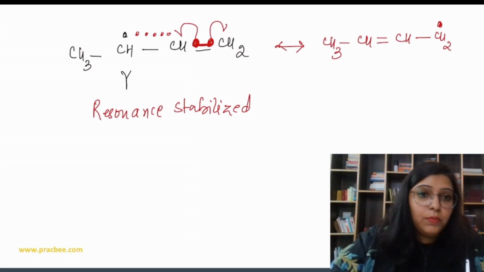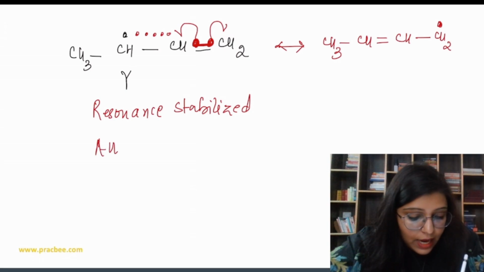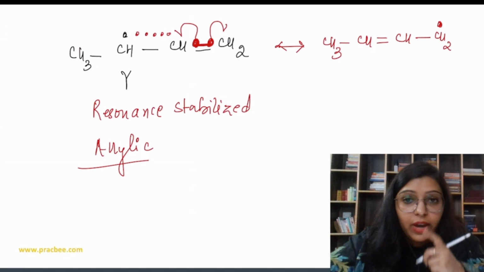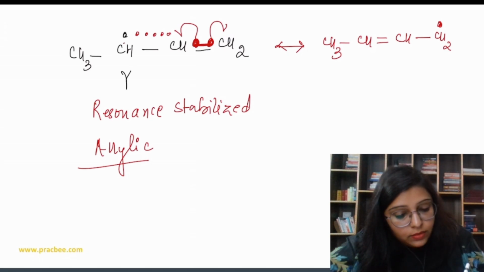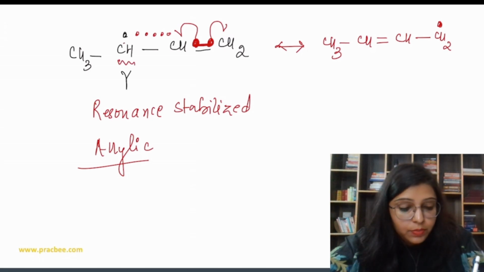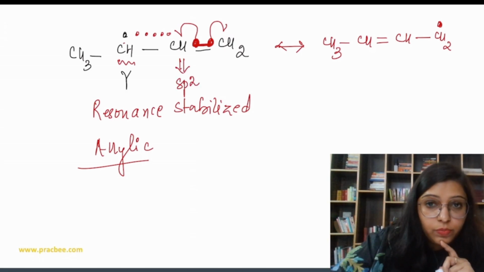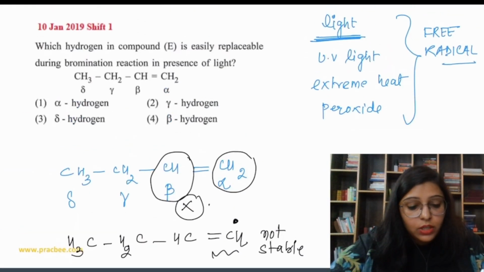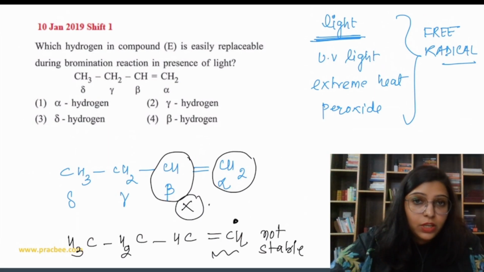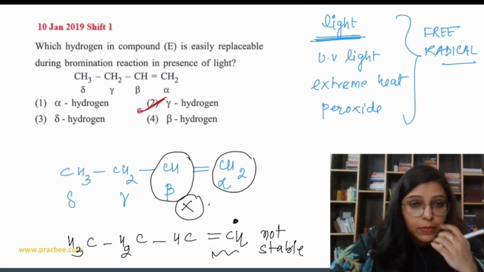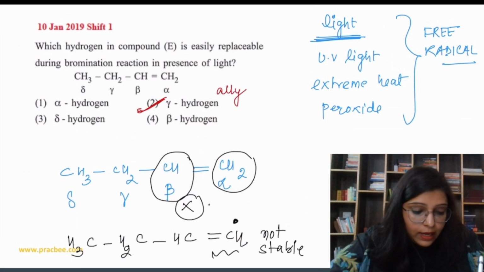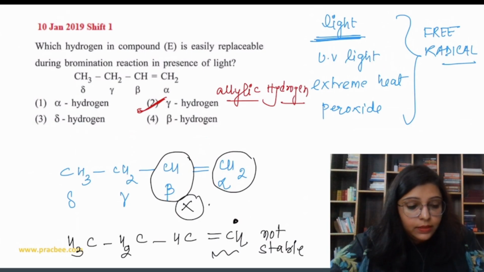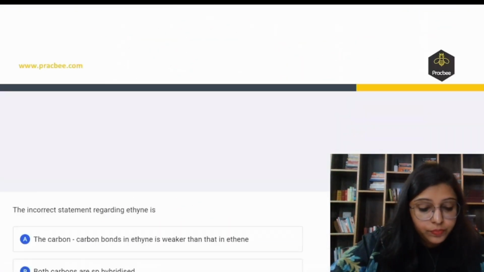So this is resonance stabilized, right? Or we can say this is an allylic free radical. Why allylic? The carbon on which the free radical is present is bonded to an sp2 hybrid carbon. So that is the allylic position, and that is going to be more stable. So the hydrogen in compound E that is easily replaceable during bromination in presence of light is gamma 1. That is the allylic hydrogen. That's it. Now moving on to the next question.